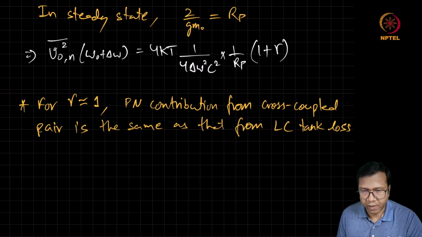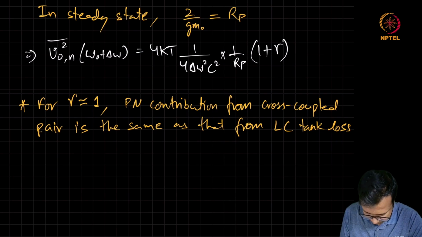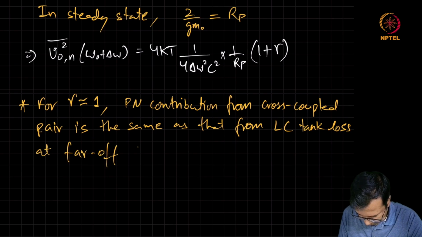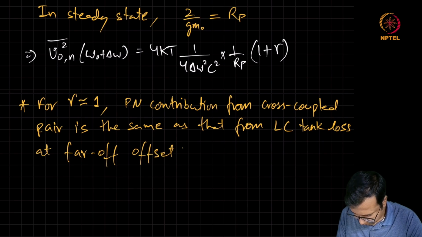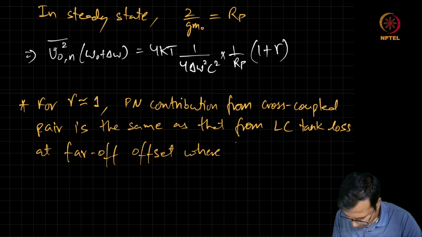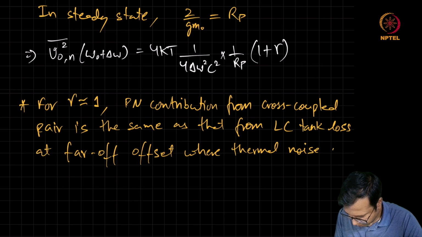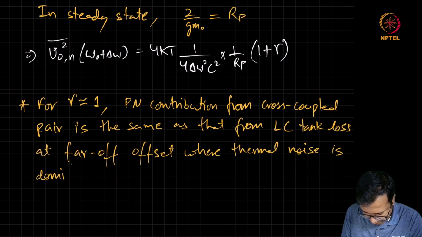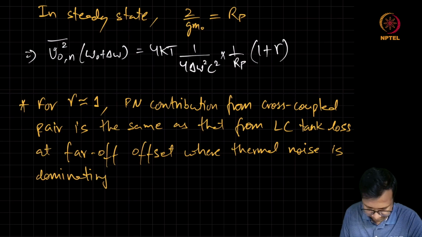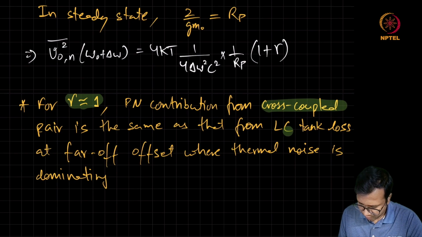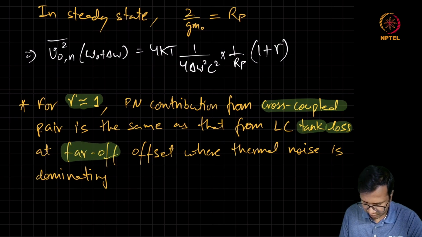And this is mainly true at higher offsets where flicker noise doesn't come into picture, and where thermal noise is dominating. Coupled noise is same as the tank noise at far off offset.